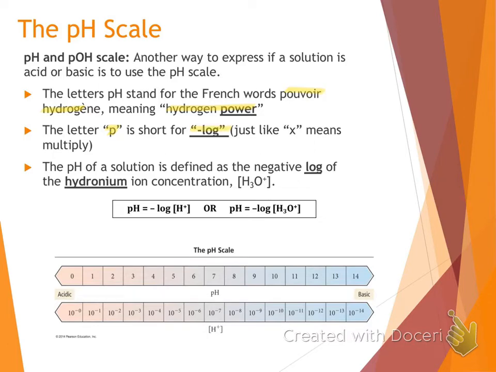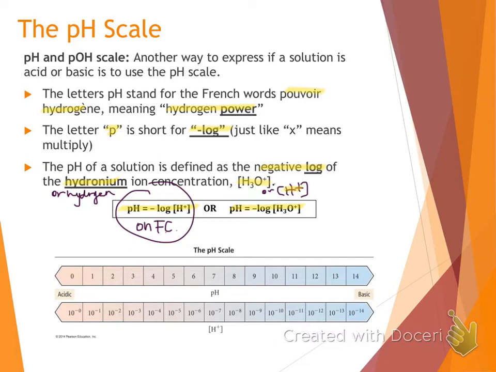So the pH of a solution would be the negative log. That's what the P part stands for. And the H is for our hydrogen ion or our hydronium ion concentration. We use hydronium ions, H3O plus, and H plus hydrogen interchangeably. So we can think of pH equals the negative log of H plus, or pH is the negative log of H3O plus. And this formula, pH equals the negative log of H plus, is on your formula chart.